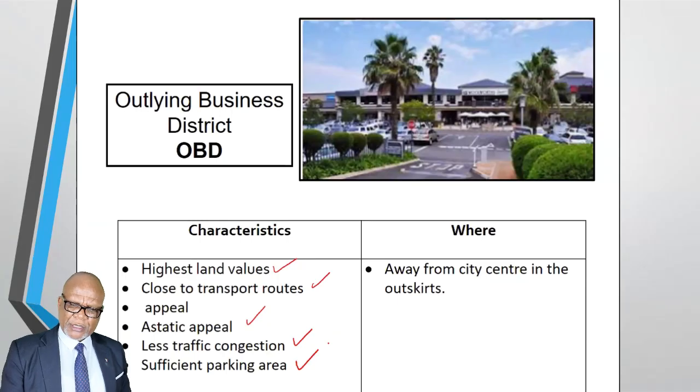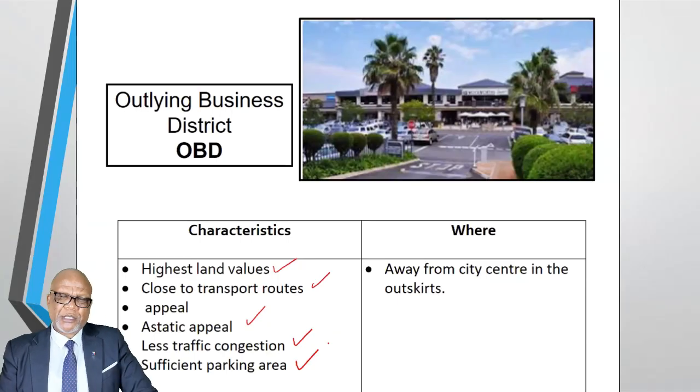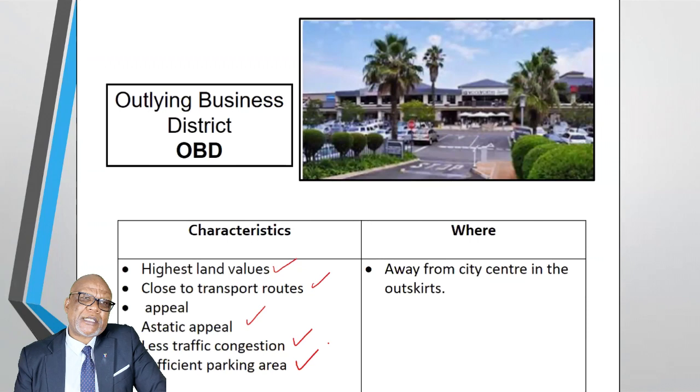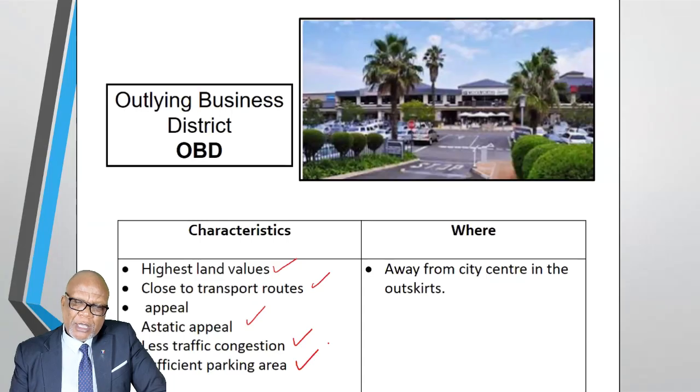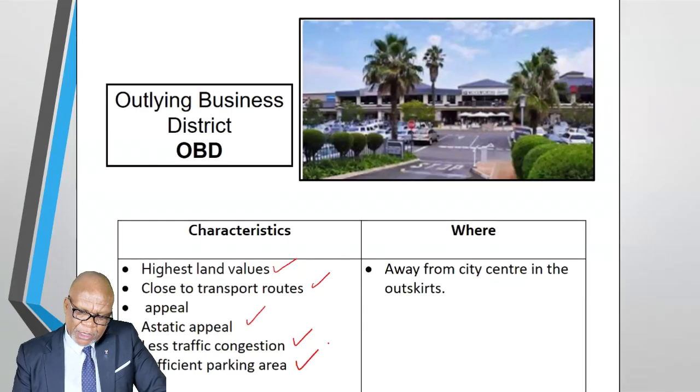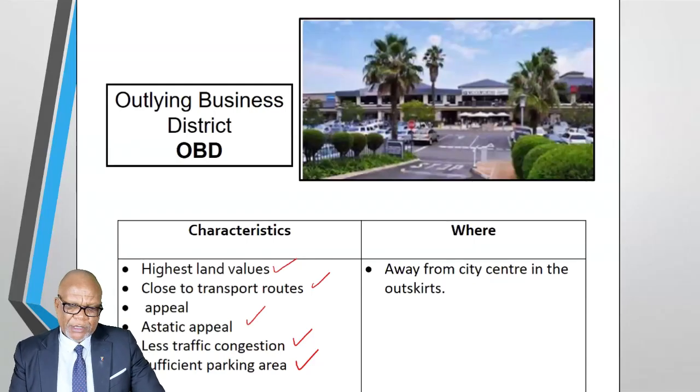Now, you can see here it is your outlying business district. So outlying business districts are simply referring to your shopping centers. Your shopping centers are simply your outlying business districts because they are built away from the city center.